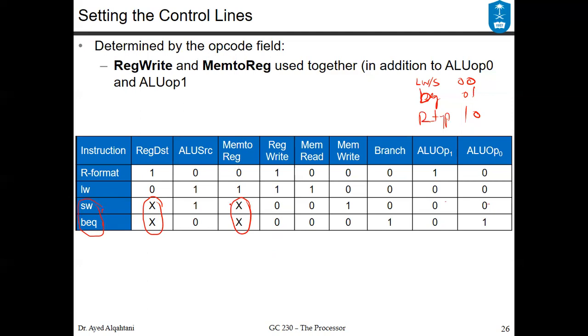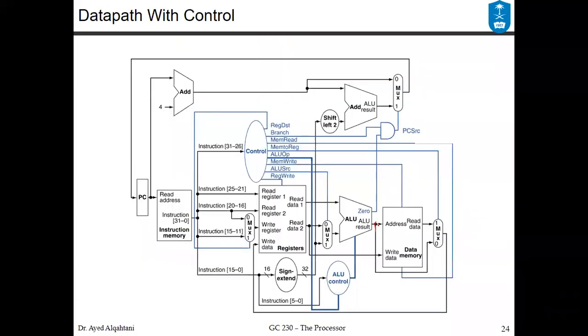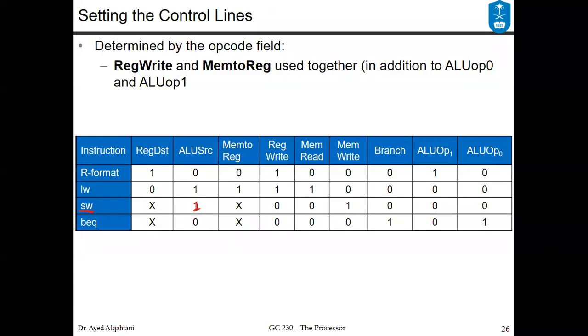Now, for the ALU source, for the store, you need the ALU source to equal 1. Just to remind you, this is the ALU source. And you need to make it 1, which is from the instruction, sign extended, and then you pass it to the ALU. So it's similar to the load. You can see that they are similar here.